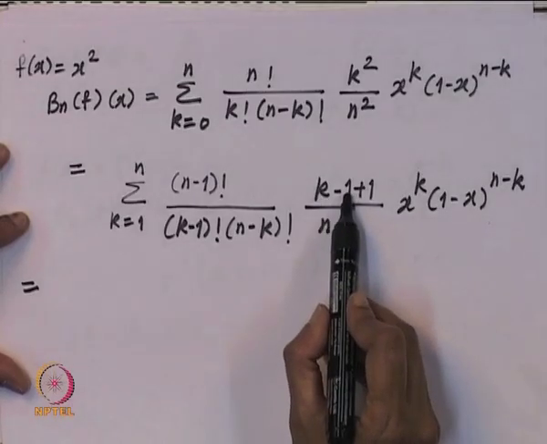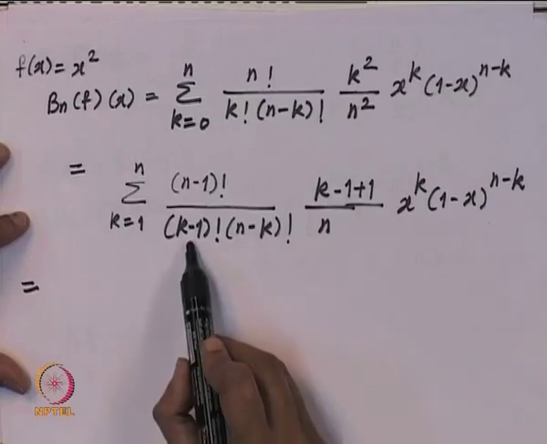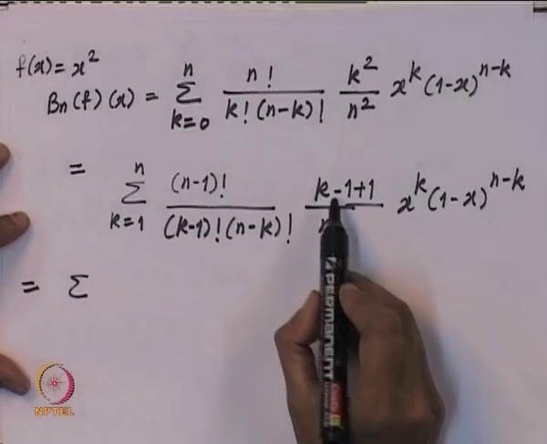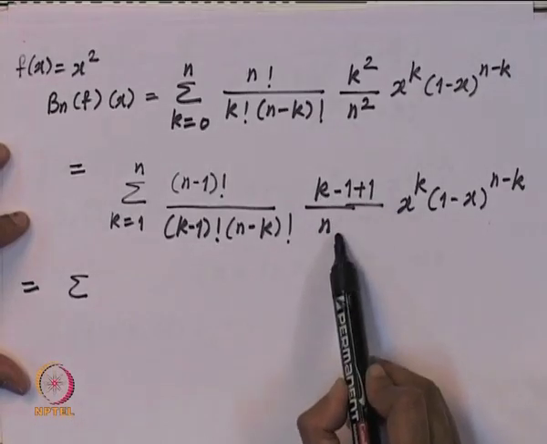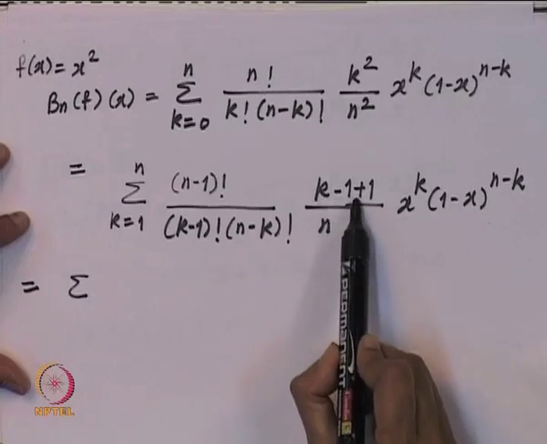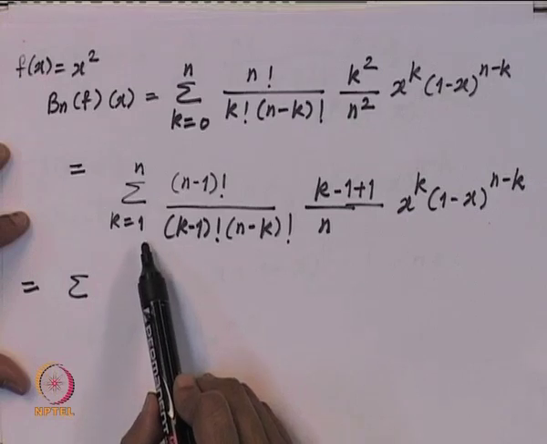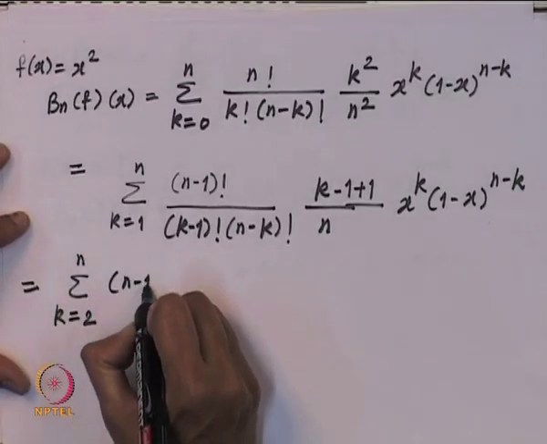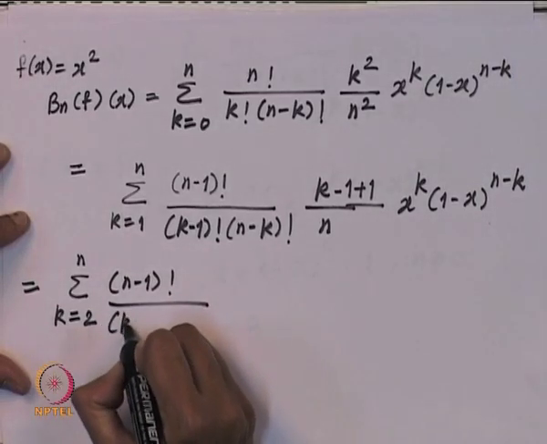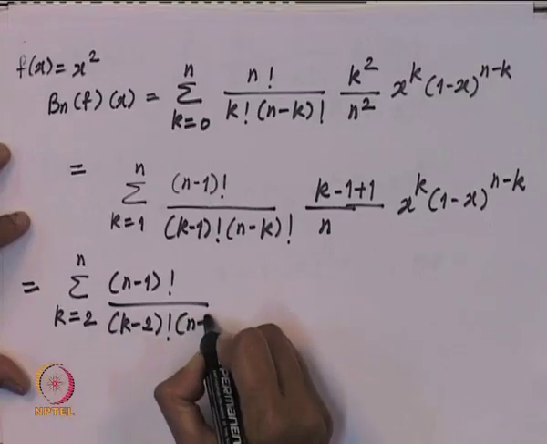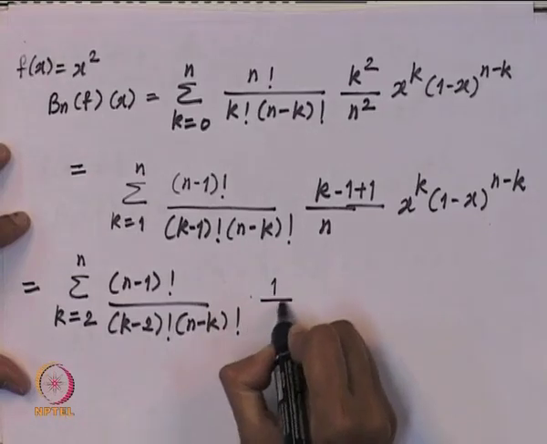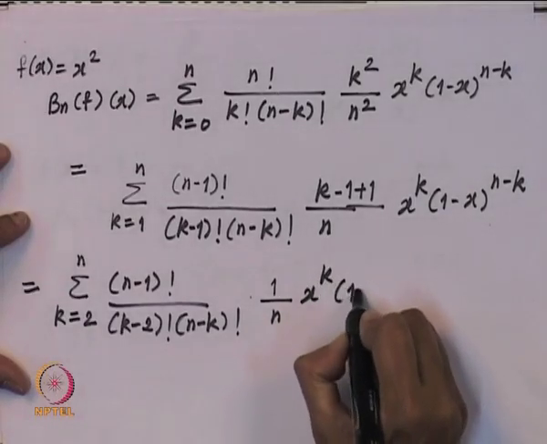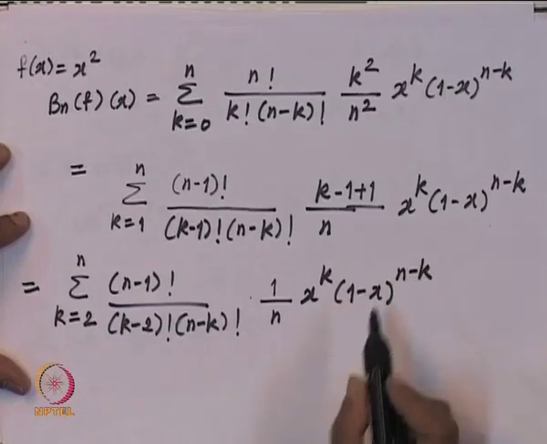Now I will first look at this k minus 1. This k minus 1 and this k minus 1 factorial will get cancelled and you will have summation. I am looking at first the term k minus 1 by n, and then I will look at the term 1 by n. Because of k minus 1, the contribution from k is equal to 1 is going to be 0. So, it will be summation k going from 2 to n, n minus 1 factorial divided by k minus 2 factorial, n minus k factorial, and then you have got 1 by n, because this k minus 1 got cancelled with k minus 1 factorial, x raised to k, 1 minus x raised to n minus k. So, this is one term.